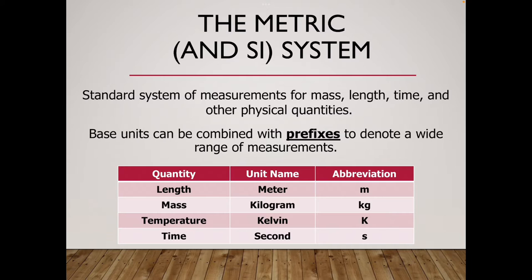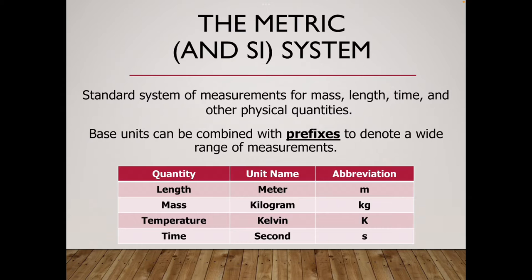All right, so like I said, the system of measurement that we use in chemistry is called the metric system. The metric system is actually used in most of the world. The English system that we use here, whether it's feet or pounds, pretty much nowhere else in the world uses those units of measurement. It's really just the United States. The rest of the world uses the metric system.